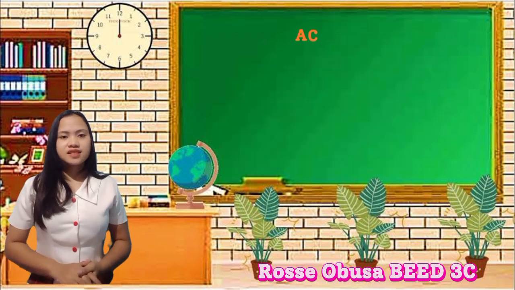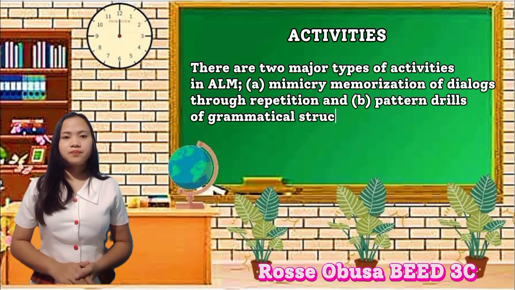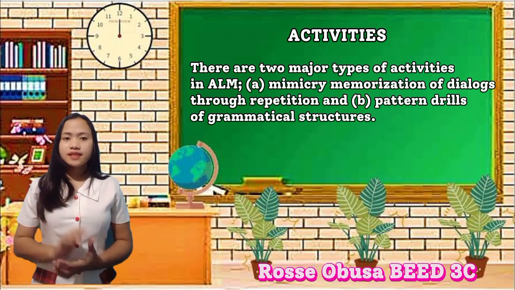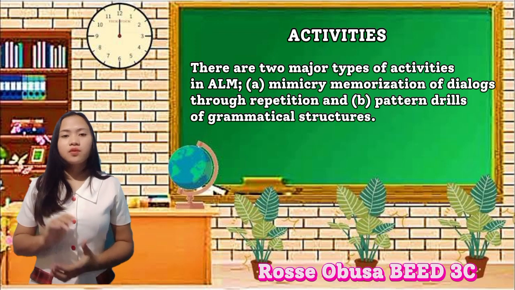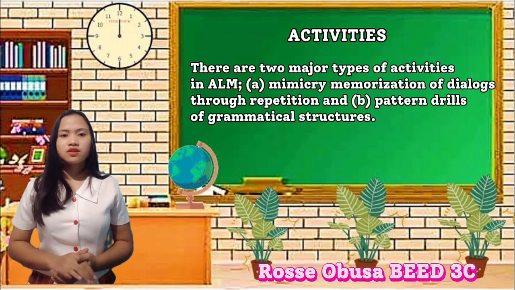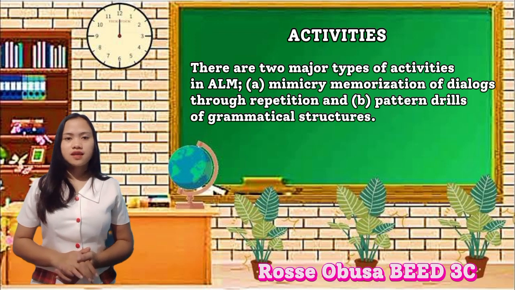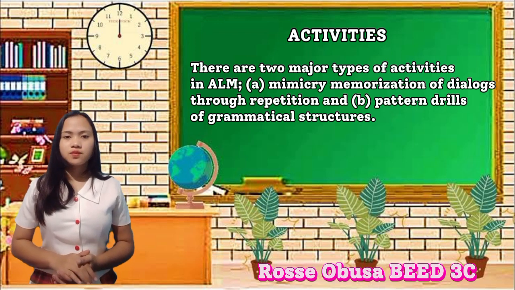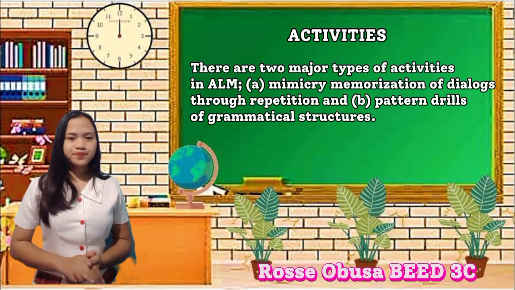Next is activities. There are two major types of activities in ALM. First is mimicry, memorization of dialogues through repetition, and next is the pattern drills of grammatical structure. The former is to help students learn contextualized structures, vocabulary items, and pronunciation, as well as cultural points. And the latter is to enhance automaticity, fluency, and accuracy in grammar.